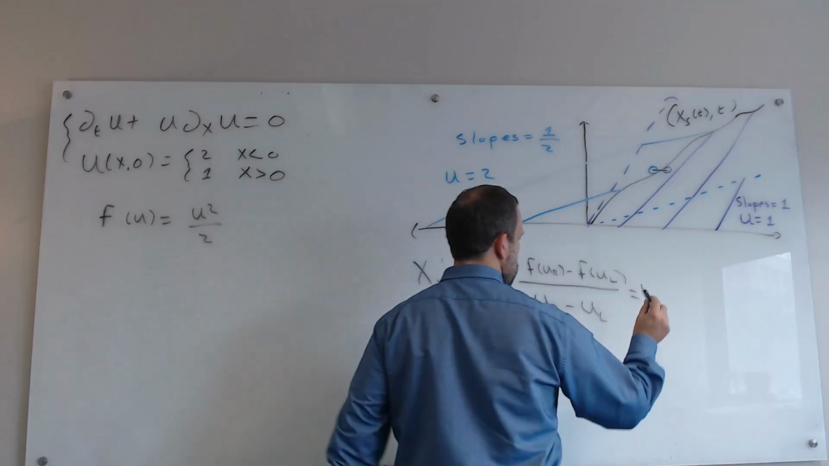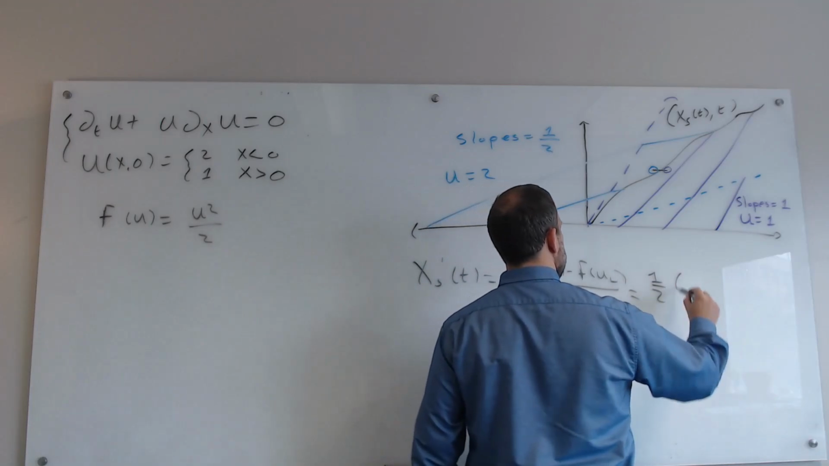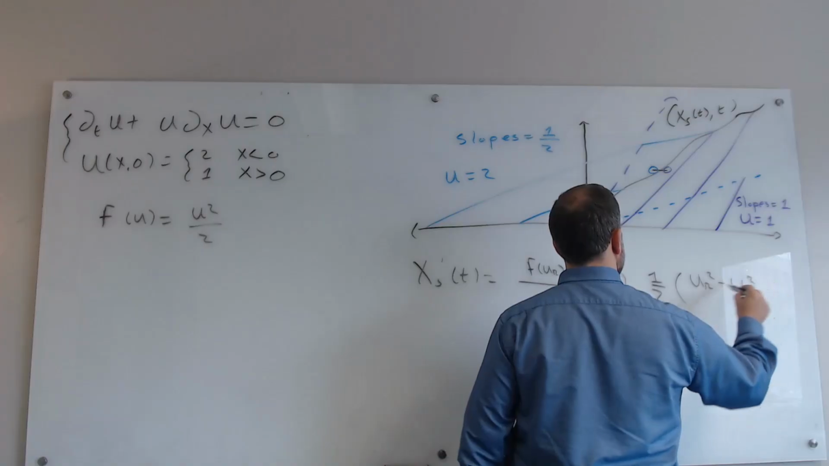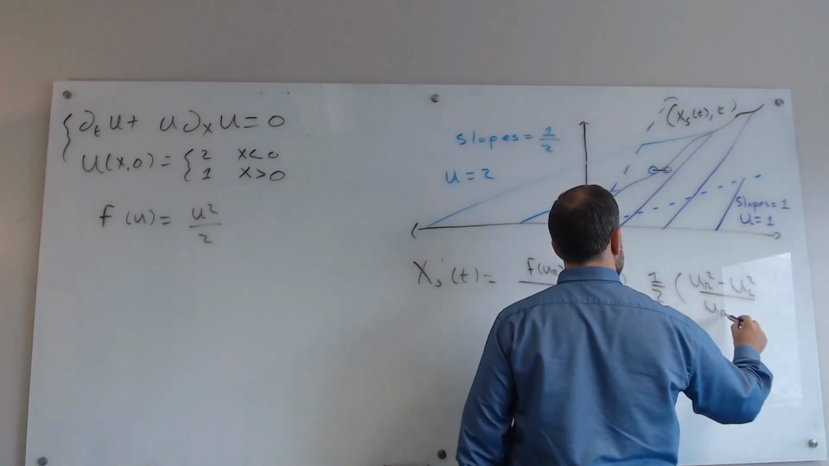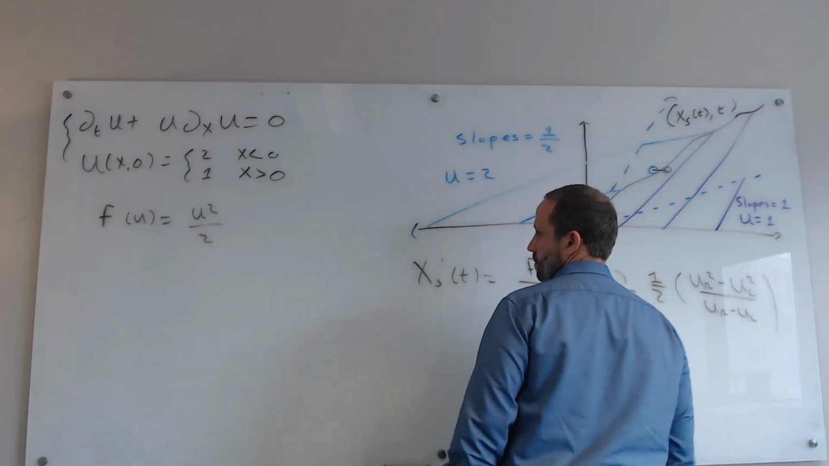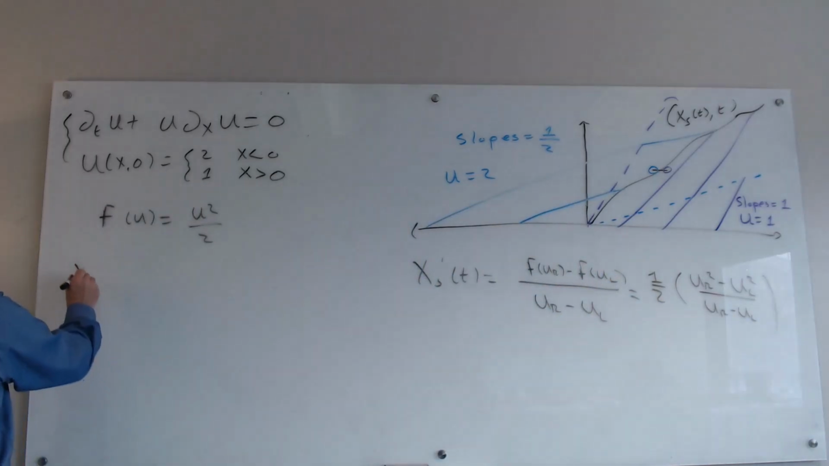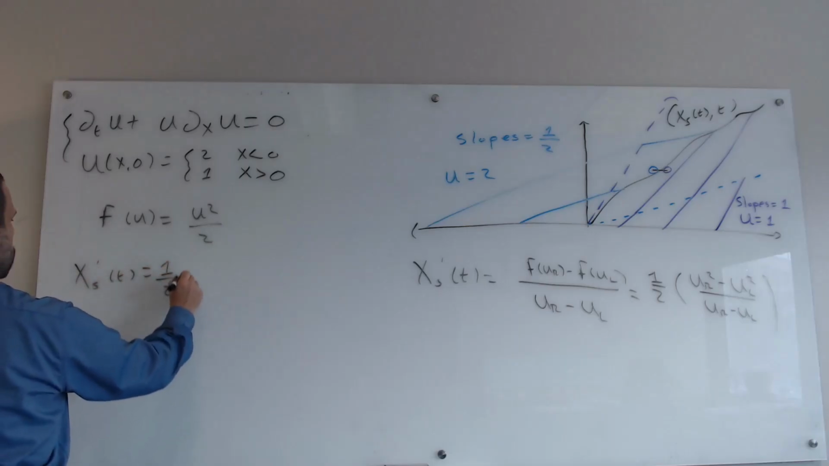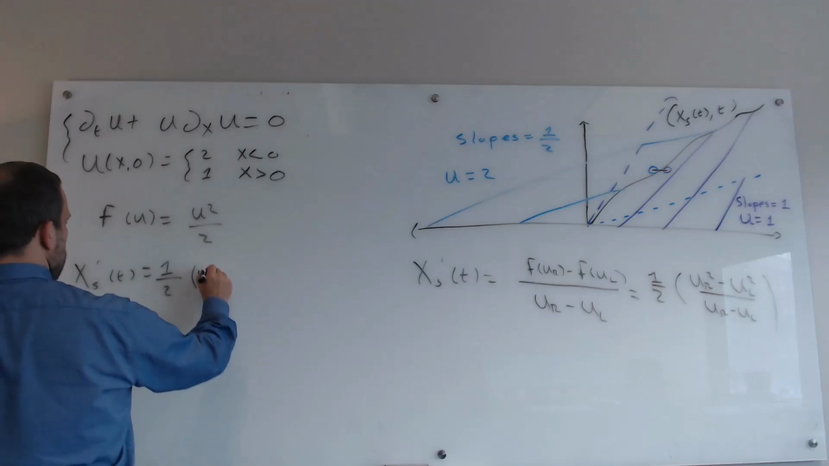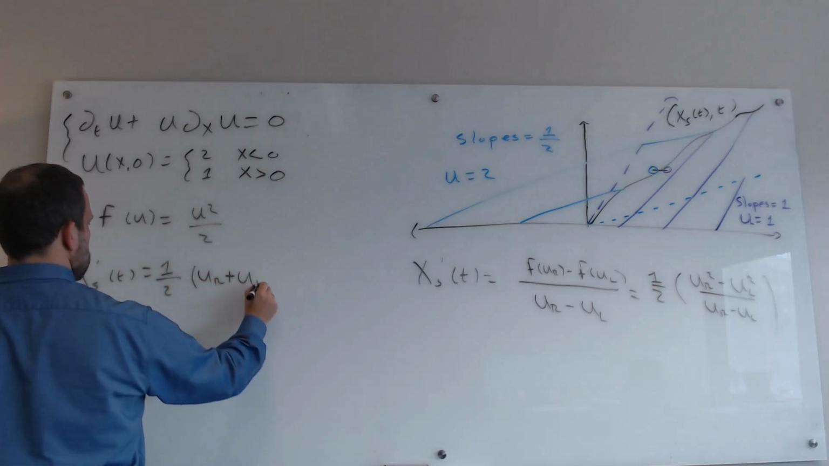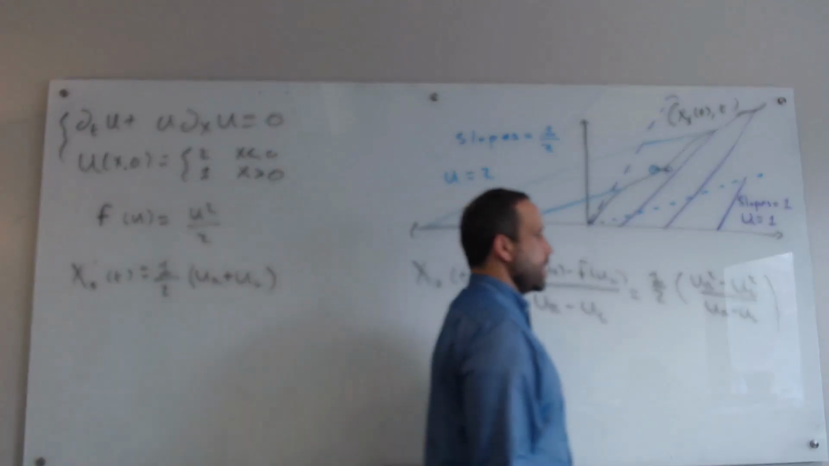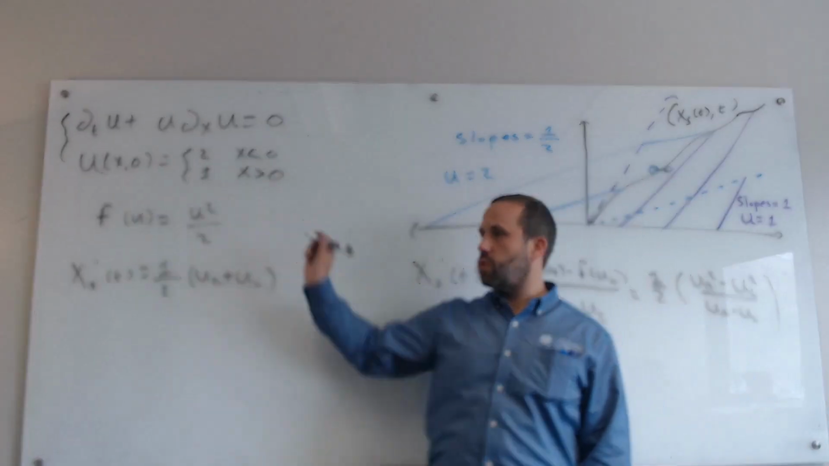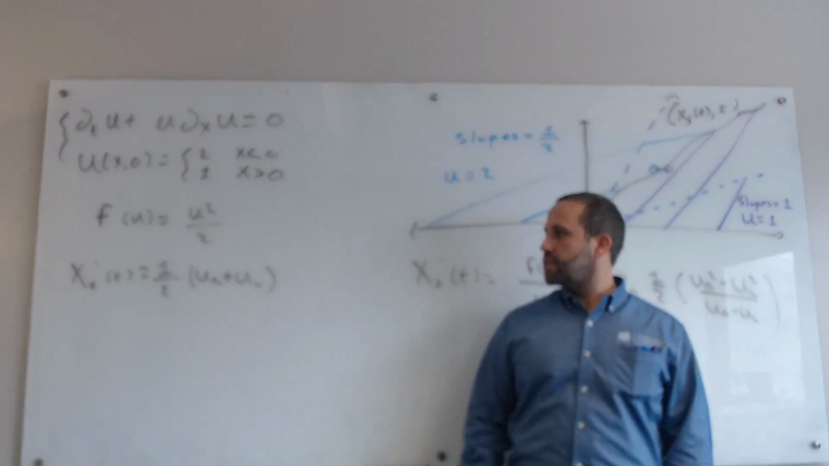Well, f of ur is u squared over 2. So this is going to be 1/2 times ur squared minus ul squared over ur minus ul. Then we can see that xs prime of t is going to be equal to 1/2 times ur plus ul. So for this Burgers equation where f of u is equal to u squared over 2, xs prime is given by this formula here.